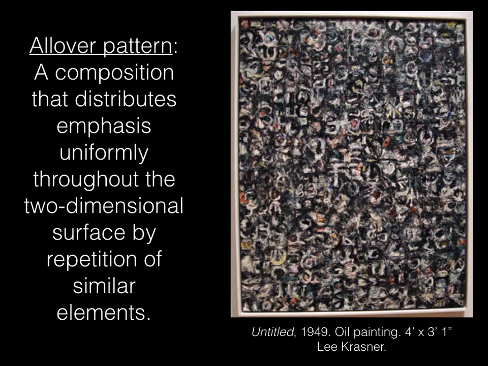All right, another type of balance is all-over pattern. So this is a composition that distributes emphasis uniformly throughout the two-dimensional surface by repetition of similar elements. So in this painting by Lee Krasner, we see all this texture and pattern and different colors going on all over the piece, but my eye doesn't go to one space or look at one thing first. My eye just kind of looks over the whole thing at once.